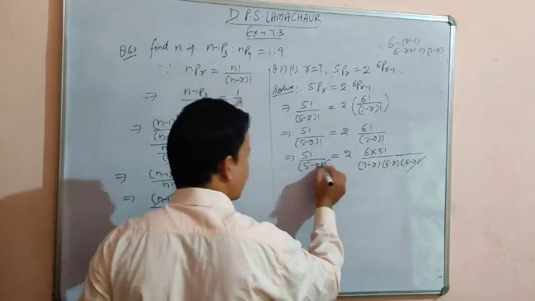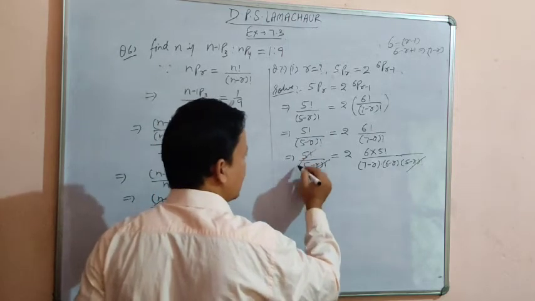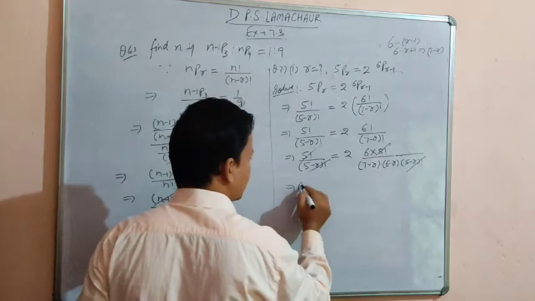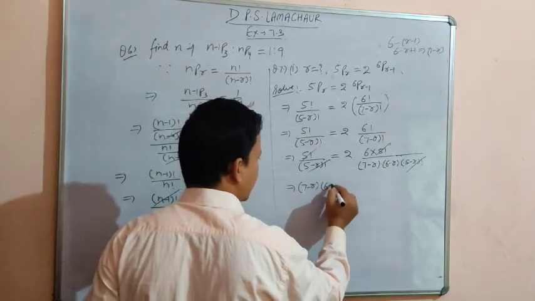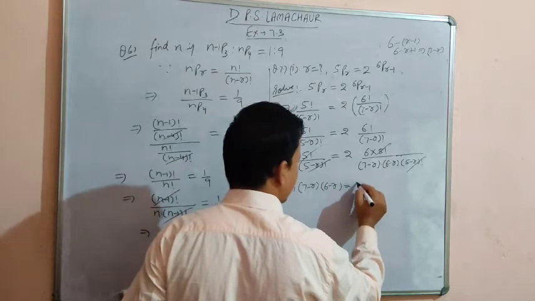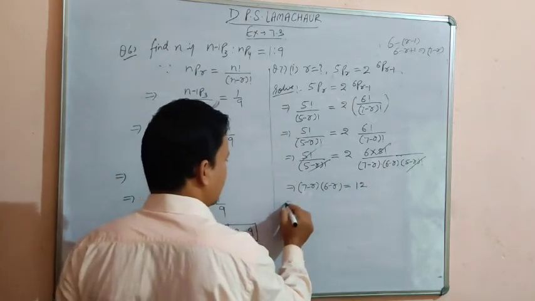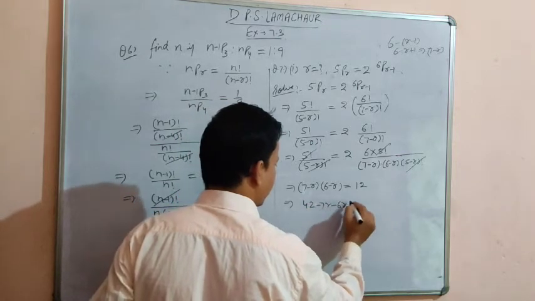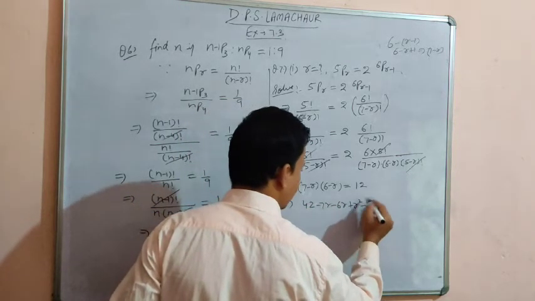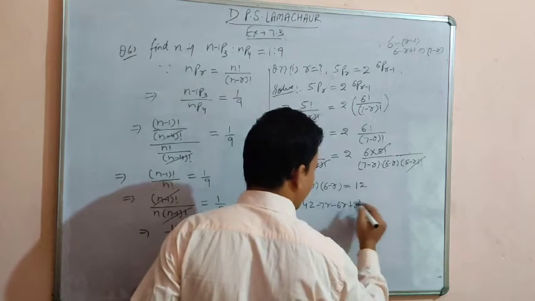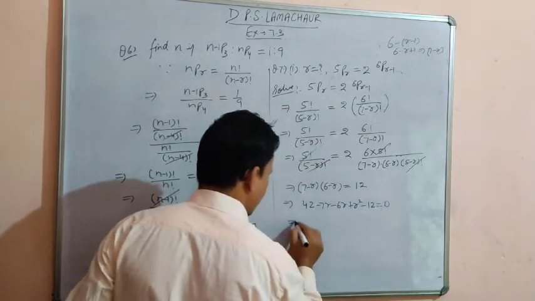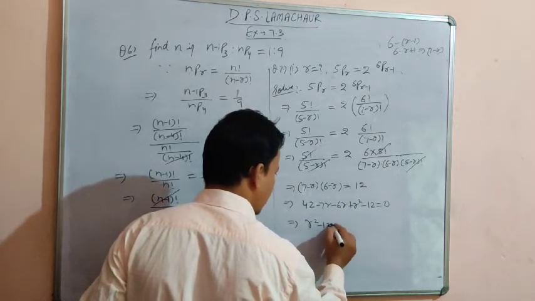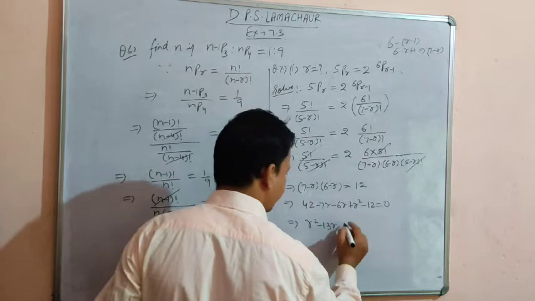So now (5-r)! cancels with (5-r)!, and 5! cancels with 5!. This amount goes here. So (7-r) multiplied by (6-r) equals 2 × 6, that is 12. Now multiply it: 7 × 6 is 42, minus 7r minus 6r, plus r². Bringing 12 to the left side, minus 12. So this is a quadratic equation in r: r² minus 13r plus 42 minus 12, that is 30.